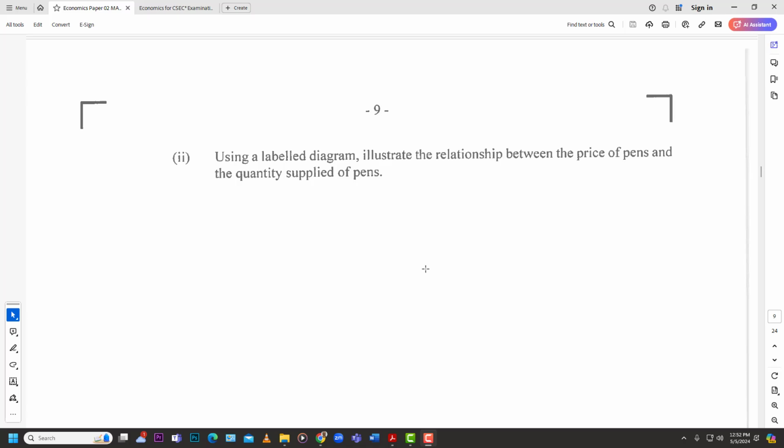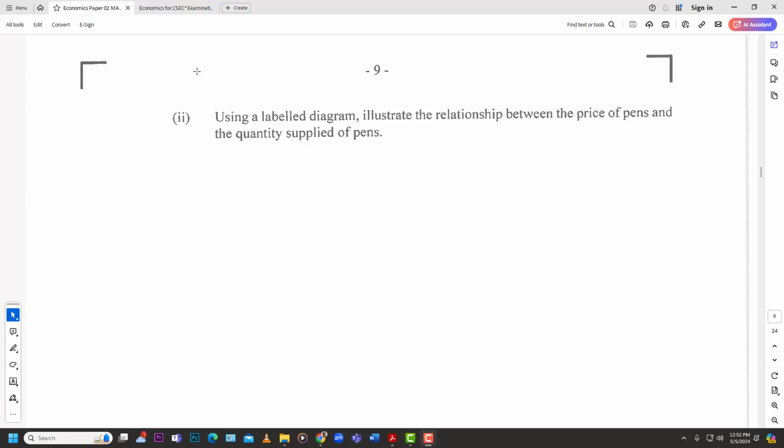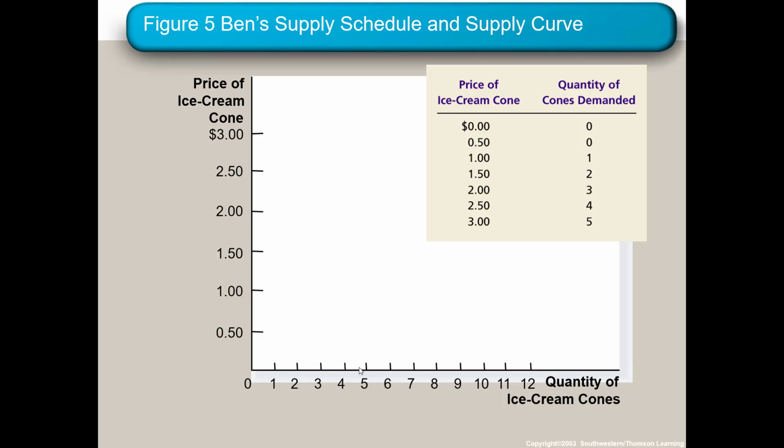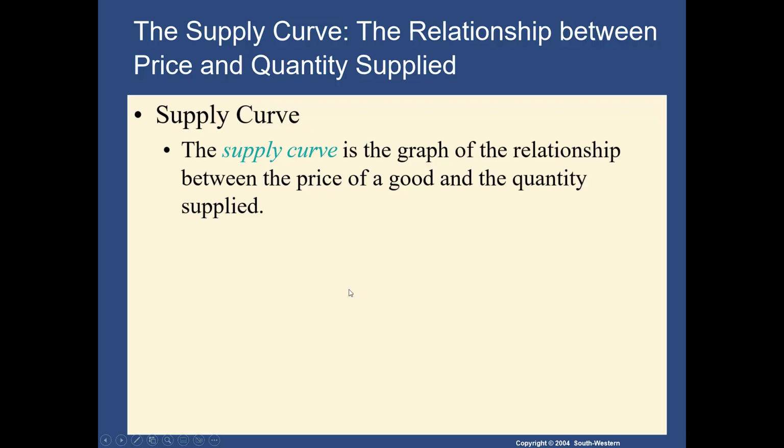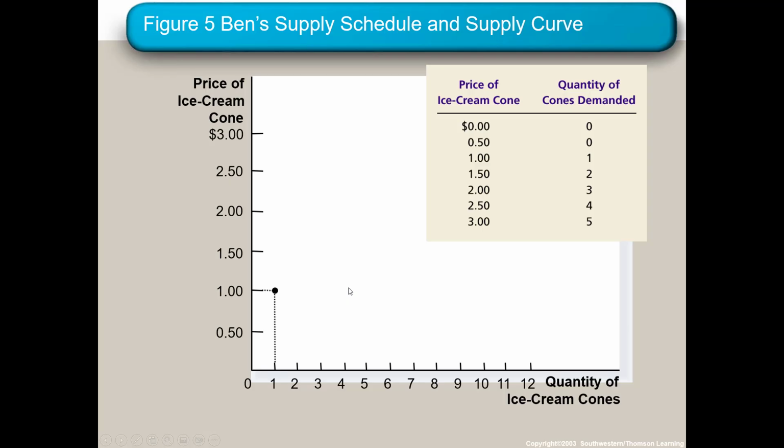Using a labelled diagram, illustrate the relationship between the price of pens and the quantity supplied of pens. So we know that price and quantity supplied have a positive relationship, meaning that when price increases, quantity supplied also increases, because the producers want to maximize their money, their output. And so if we are drawing the supply curve, we can see the relationship right there. So if the price of ice cream in this case is $1, well, we can have pens, but we can use ice cream, we can substitute anything.